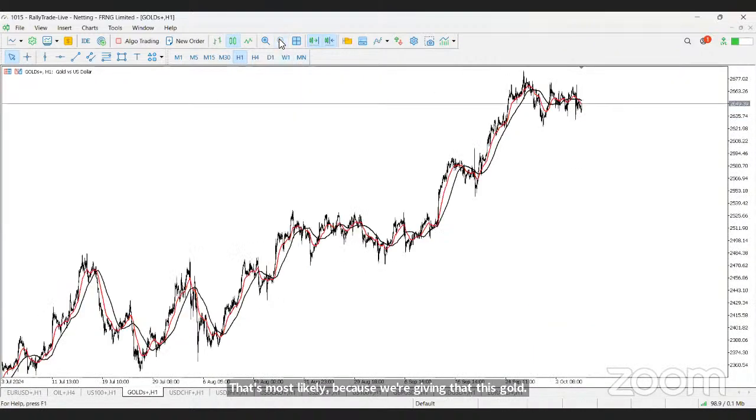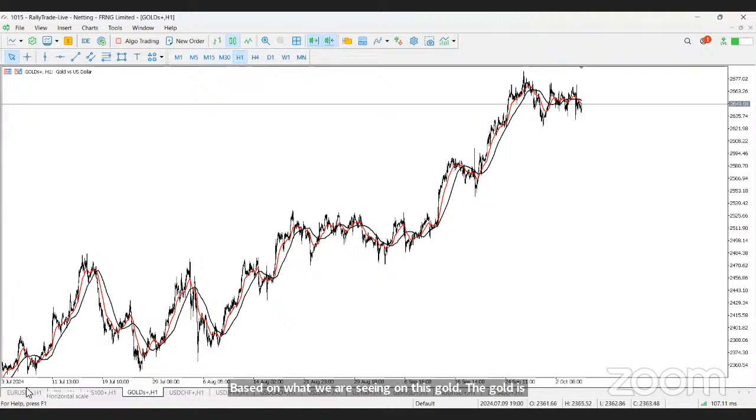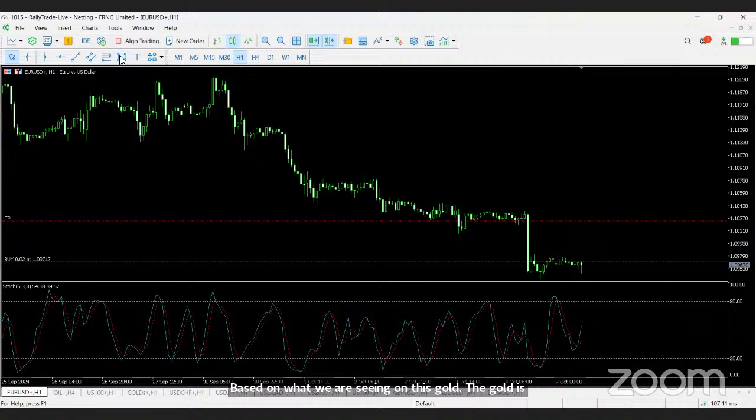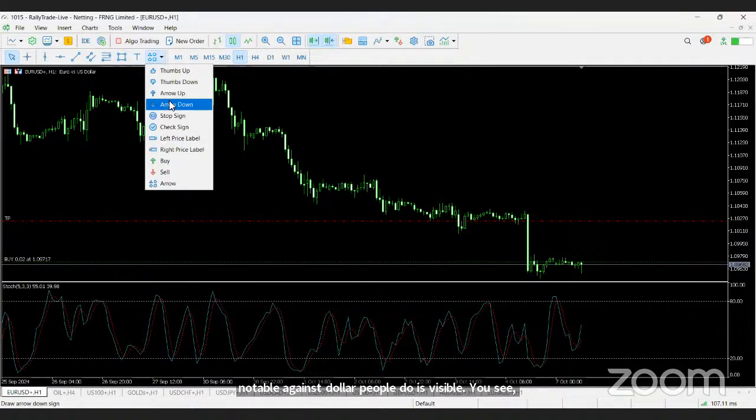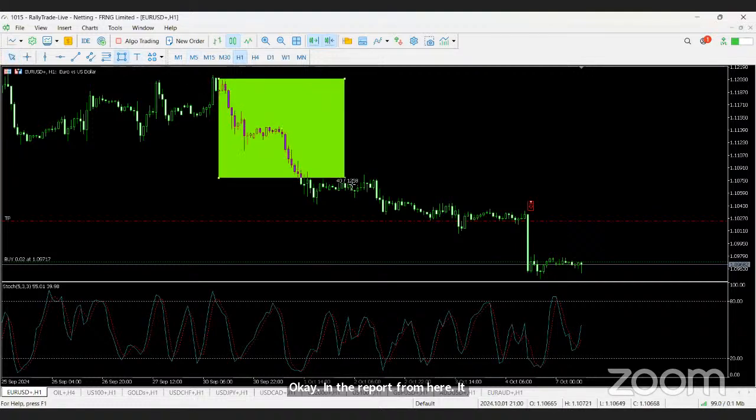If we zoom in on gold, you see that gold is up, is that not? Now, gold is priced in dollars. Anytime the United States dollar is very strong, gold will lose value. That's natural. But unfortunately, based on what we are seeing on this gold, it is not losing value against the dollar, even though Euro is losing value. You see this strong candle. Let me just use this arrow from this time frame. You see this candle, this strong one? It didn't start from here. It actually started from this part. It started losing value from this part, is that not?